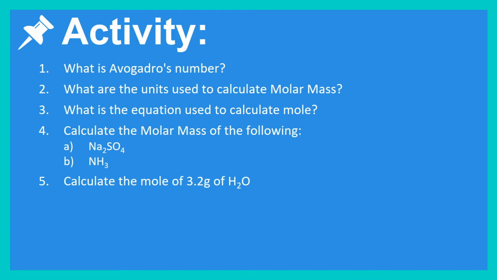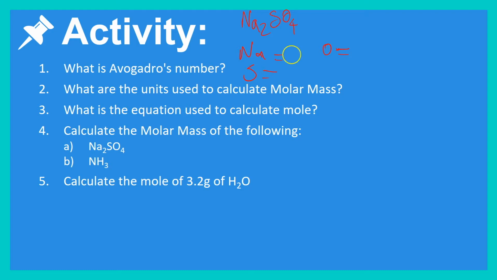Okay, so the first one, question 4, is about calculating molar mass. So we're going to be adding a lot of things together here. We're going to do Na2SO4 first. So I need to know for Na, for S, and for oxygen how much their molar mass is individually so I can add them together.